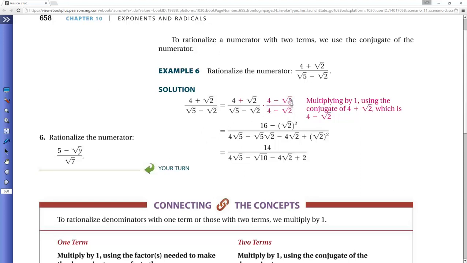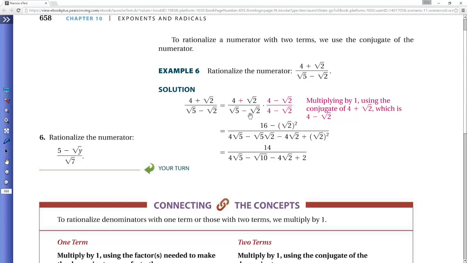I would really write this out all the time just to make sure you don't forget something. Well, in this case, this is the difference of squares on the numerator, so I get 4 squared, or 16, minus the square root of 2 squared, which is 2. So you get 14 on top.